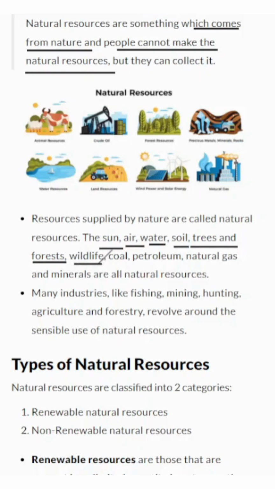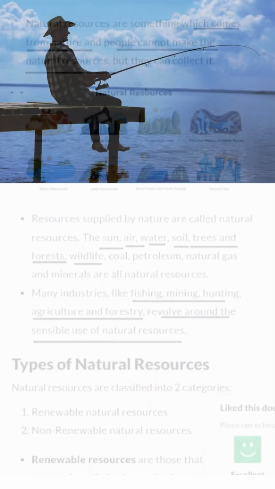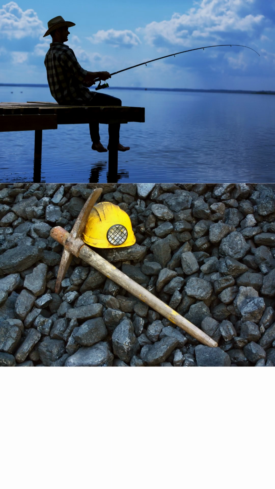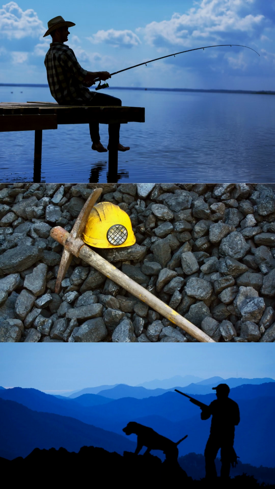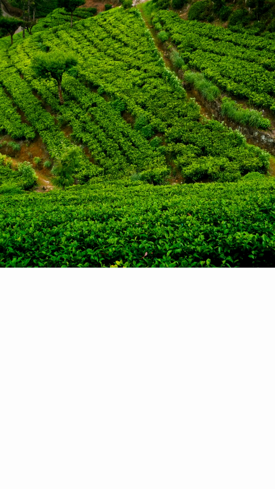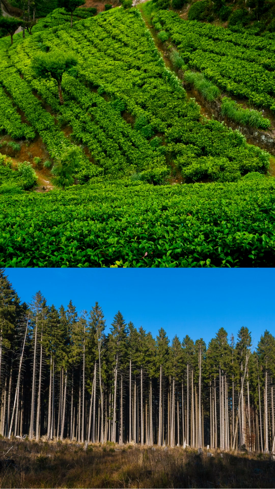Many industries, such as fishing, mining, hunting, agriculture, and forestry, revolve around the sensible utilization of natural resources. For example, fishing provides us with a significant source of food, mining extracts valuable minerals for various applications, hunting can help control wildlife populations, agriculture feeds the world, and forestry ensures a sustainable supply of timber and other forest products.